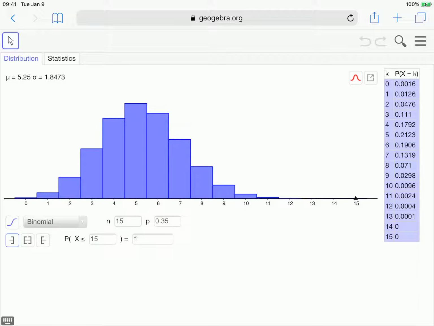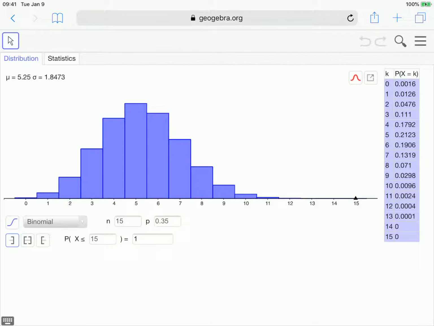So the probability that exactly 0 trains arrive late is 0.0016. If we jump down, the probability that exactly 1 train is late is 0.0126. And we can see on the histogram that the bar for 1 is a little bit higher now. Okay, so the height of each bar represents the probability for that particular outcome.